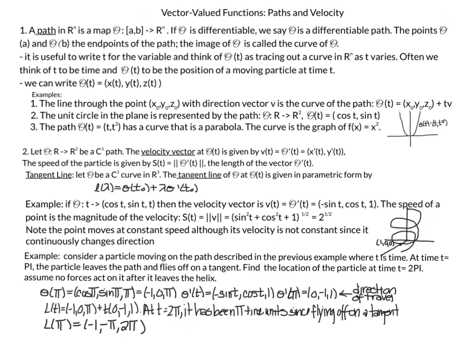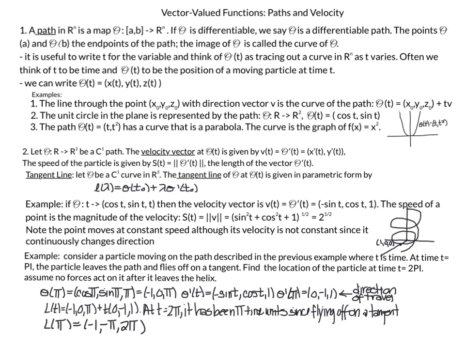And the image of sigma is called the curve of sigma. It's useful to write t for the variable and think of sigma of t as tracing out a curve as t varies. We often think of t being time, and sigma of t being the position of a moving particle at time t. And we can write sigma of t equals x of t, y of t, z of t when we're in R^3. In other words, we can think of sigma of t as a function of t that gives us the x-coordinate, the y-coordinate, and the z-coordinate.